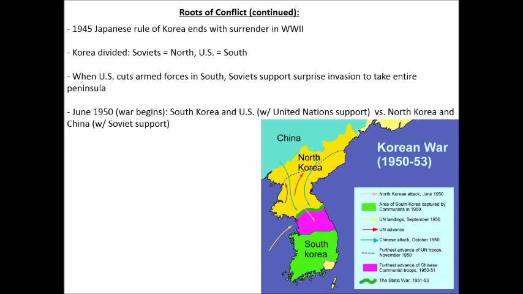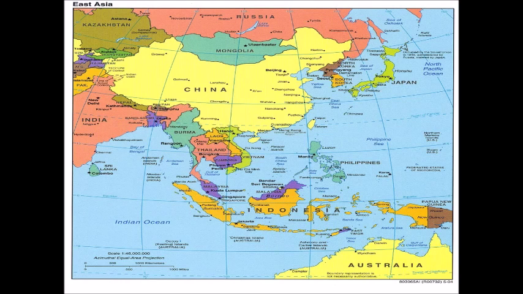What ended up happening was it was the South Korea and the United States with support from the United Nations. So this would be the first big test for our new peacekeeping group, the UN, to see if this would be any more effective than the League of Nations had been. Obviously, the League of Nations being the peacekeeping group that failed to stop World War II.